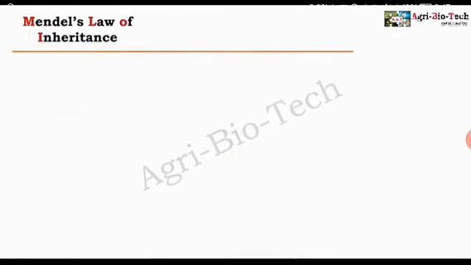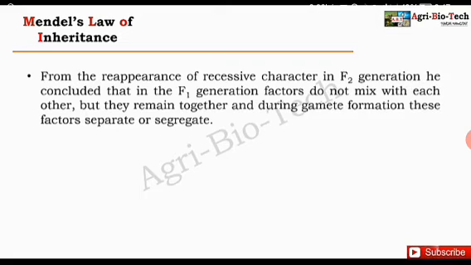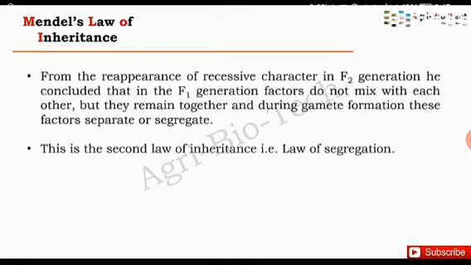Now we will see the second law. From the reappearance of the recessive character in the F2 generation, it was concluded that in the F1 generation the factors do not mix but remain together, and during gamete formation these factors separate or segregate. Okay. This is the second law of inheritance, or the law of segregation.